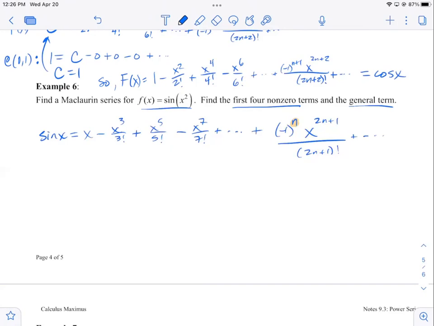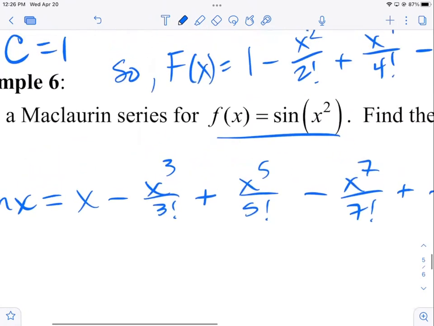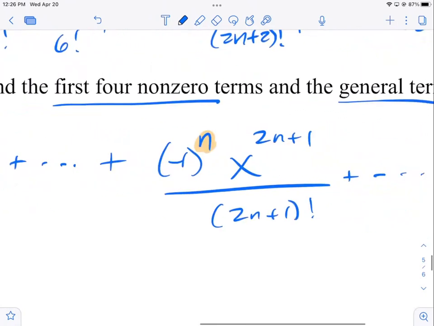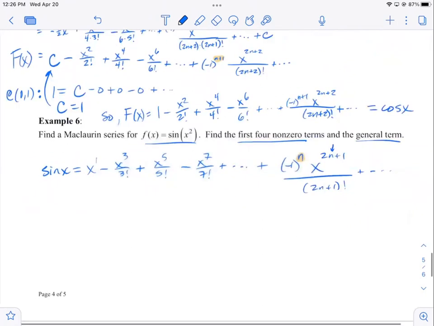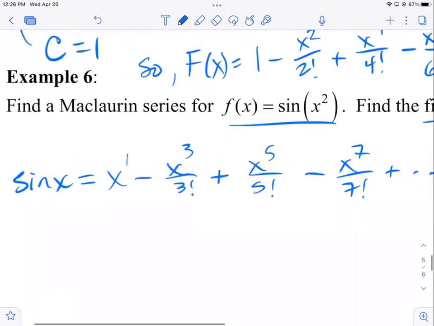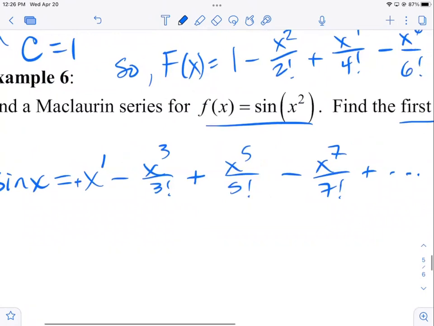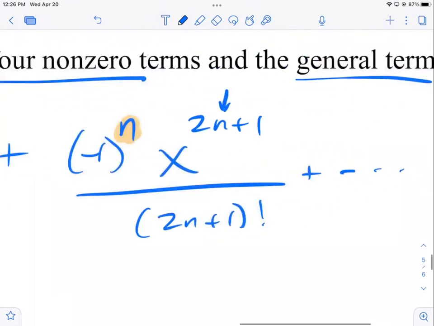Okay, let's check the sign to make sure it works. In order to get x to the first, I need this n to be a what? To get x to the first? 0. So when n is 0, I get positive x to the first. Let's make sure it's positive when n is 0. What's negative 1 to the 0? Positive 1, right? So it works, right?